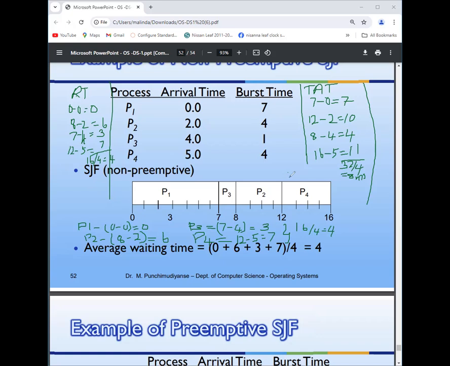Any questions? Any questions? Okay, right. So then let's go forward.